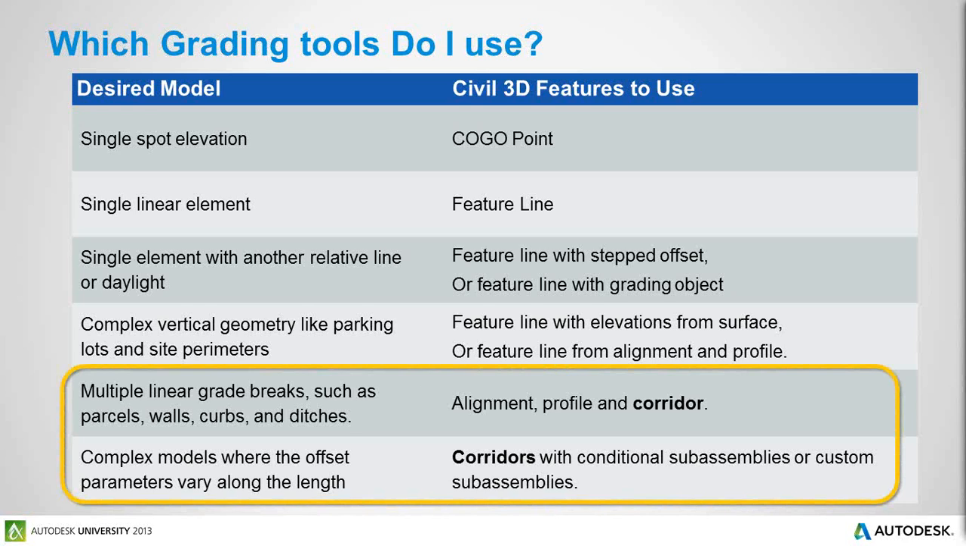And I'm going to use these. We'll see today that we use them for areas where I have multiple parallel linear objects, modeling grade breaks, such as our parcel model, walls, curbs, ditches, even a roadway is a grading model where we've got lots of parallel elements. The last row in the table here is talking about more complex models where the geometry varies as we move down the length of the model along the alignment or along the corridor. And that's where we're going to take a look at some of the conditional subassemblies that will help with this, and also some of the potential enhancements that you can provide with custom subassemblies.